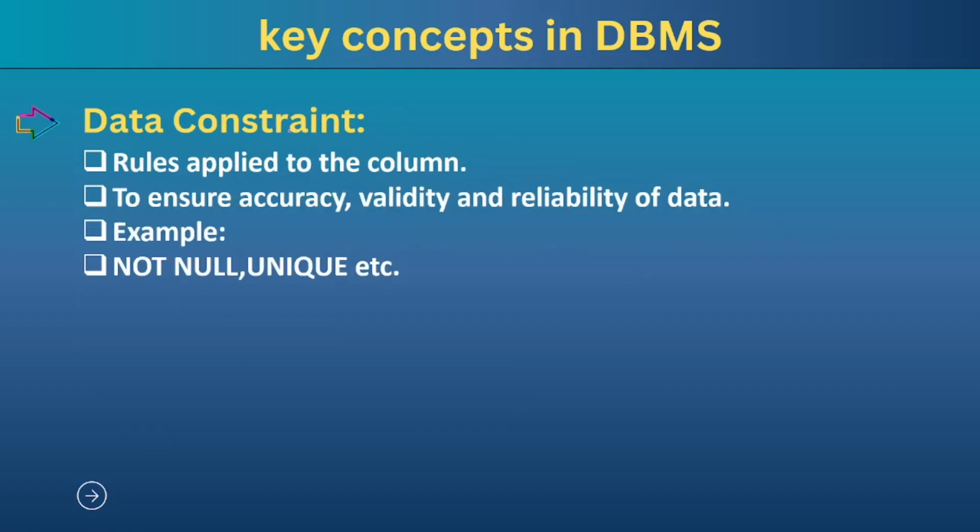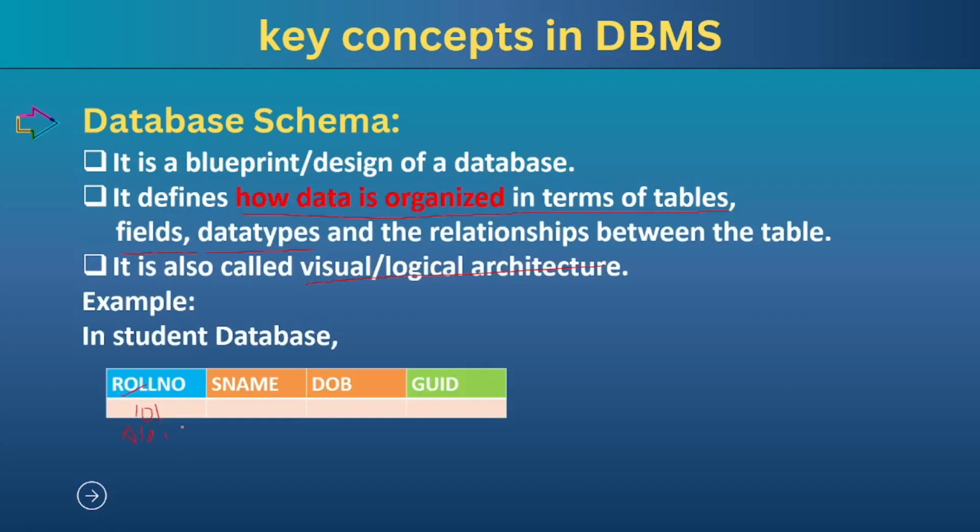What is the next one? Data constraint. Constraint is nothing but the rules applied to the column. For example, if you prepare the table, here the roll number, as I told you, should have a unique value. So you can give the constraint as unique. I should not give a duplicate value. Always every roll number will have a unique value, right? No two numbers will be the same. So for example, one person's roll number is 101 and another person's number cannot be 101, right? But in case the user enters 101, this will not be accepted.